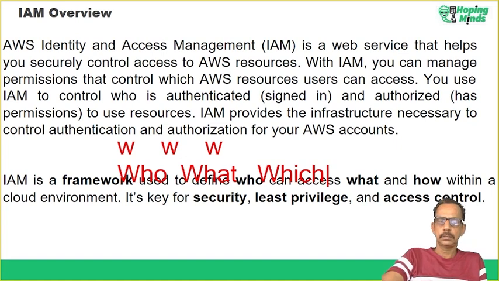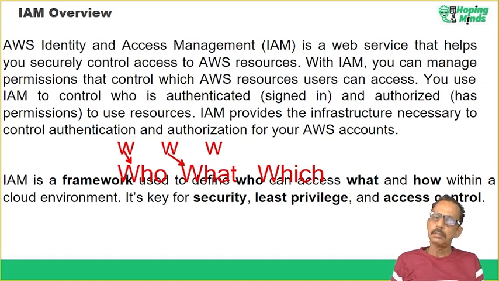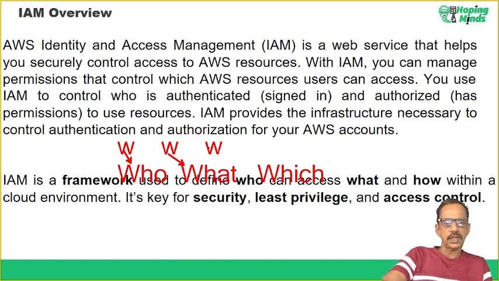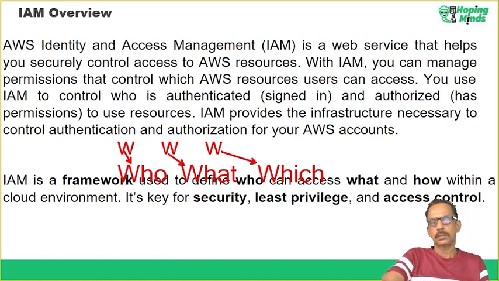Who: the user. First you need to prove your identity, or we need to create an identity. Second, what he can do: either read-only permission, write permission, or administrator for that particular service like EC2. That is a permission. And which: on which resource. Who can do what on which resources. All of these we set with the help of IAM.